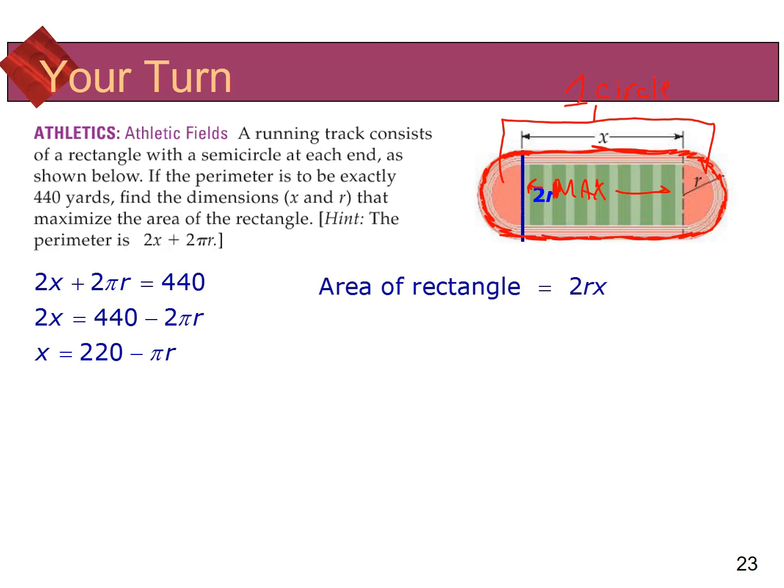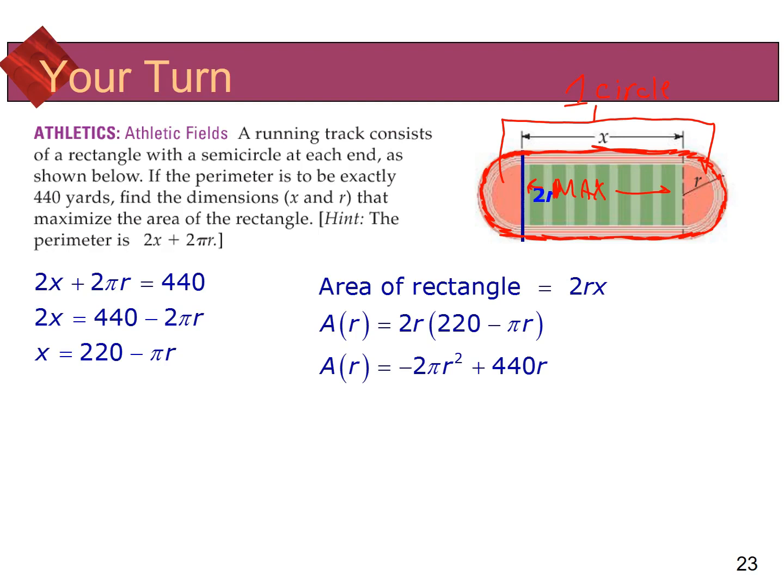That formula as it is is not going to be useful to me because I have too many variables. So I'm going to turn this area function into a function of r only. So I'm going to have A of r equaling 2r times 220 minus pi r, which is what I found x to be. And now I distribute it out, and I get that A of r equals negative 2 pi r squared plus 440 r. No matter which method I use here, I can still use quadratic information, and this is still a quadratic function.